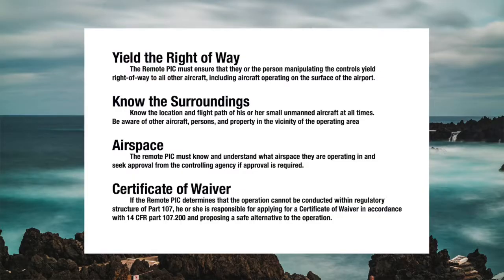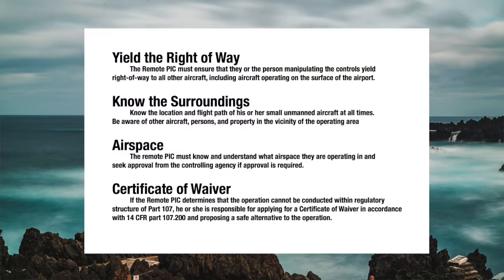The next thing you have to know is airspace. We're actually going to cover a lot of this in the next lesson, but basically the remote PIC must know and understand what airspace they are operating in and seek approval from the controlling agency if approval is required. We're going to talk about how to seek that approval in later videos. But all you have to know now is that there are certain airspaces that you can fly in, there are certain spaces that you might be able to fly in, and there are certain airspaces that you are never allowed to fly in. We're going to talk all about that in the next lesson.